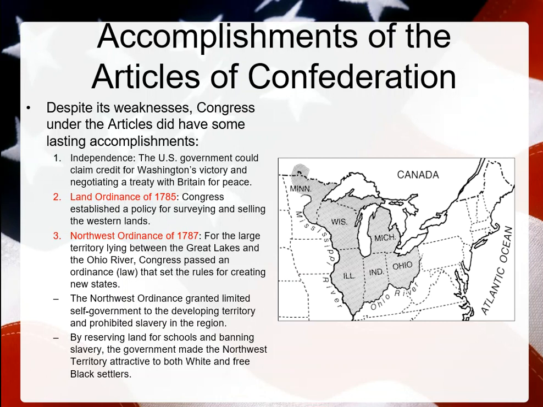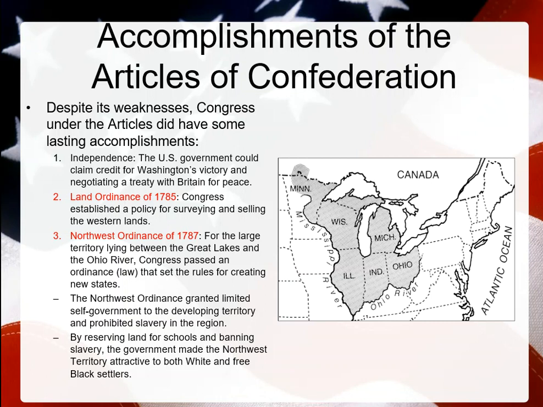So what are some of the accomplishments of the Articles of Confederation? Despite all this, you do have this idea of independence, right? So the US government could claim credit for Washington's victory. They could negotiate a treaty with Britain for peace in Paris. You have the Land Ordinance of 1785. Congress established a policy for surveying and selling Western lands, and so they can make laws.